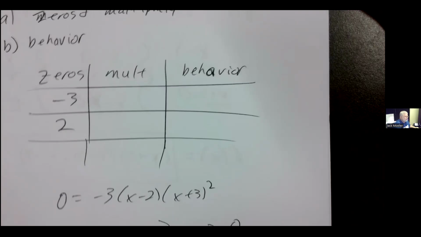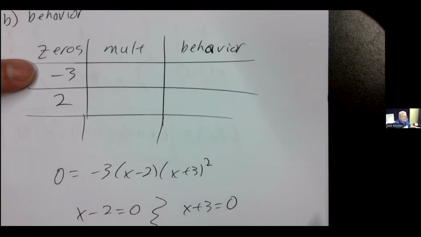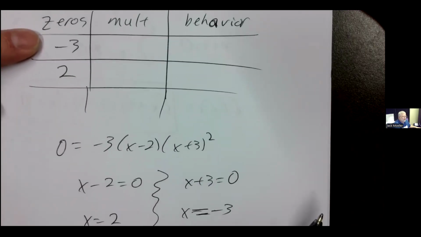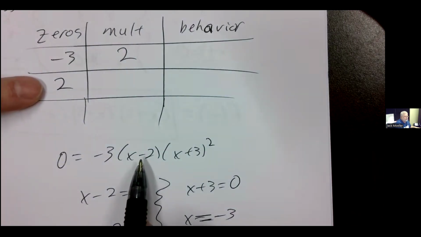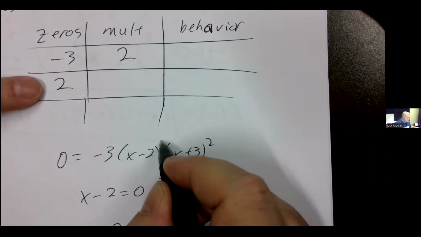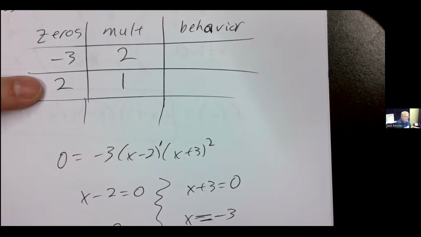All right. So what is the multiplicity of the zero at -3? Well, where did the -3 come from? It came from that factor x plus 3. The multiplicity comes from the exponent. Okay, so that's multiplicity of 2. And then the x equals 2 came from this, where there's basically 1. So the multiplicity is 1.